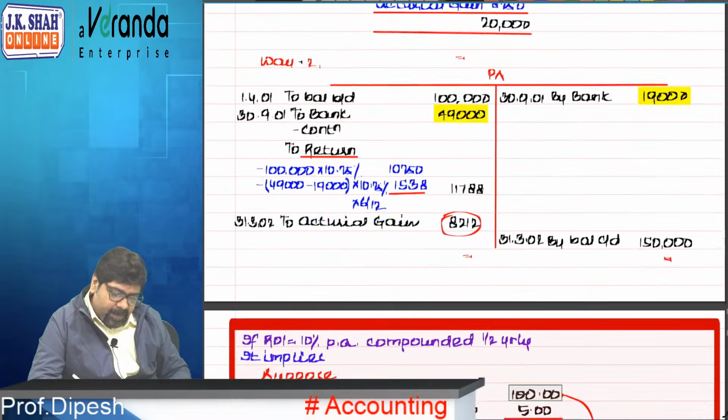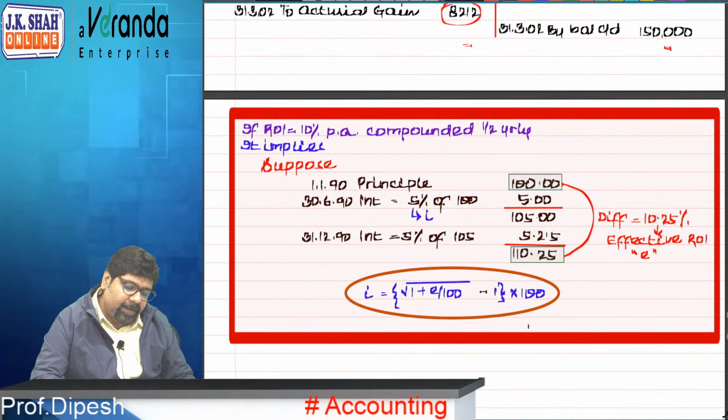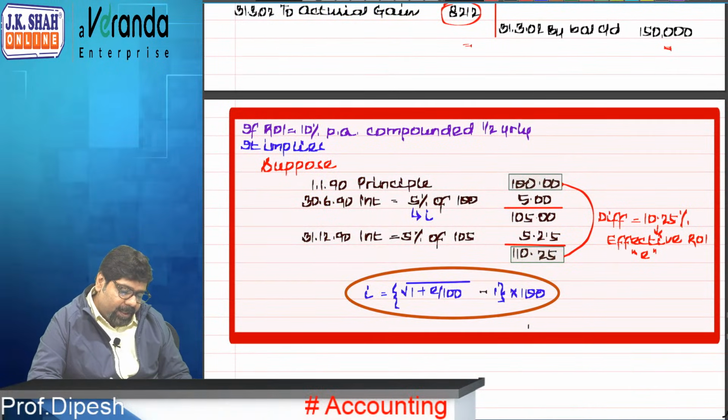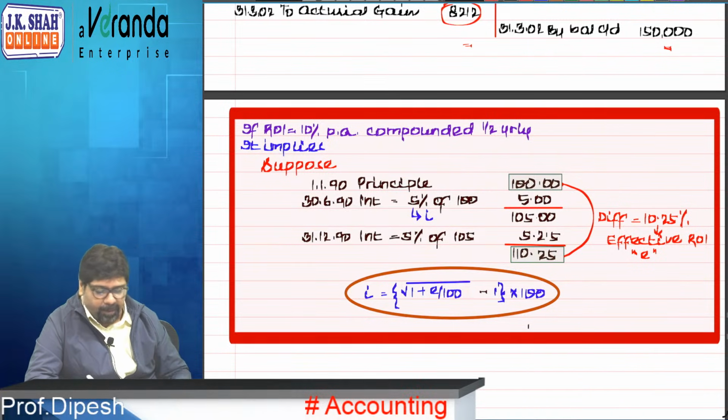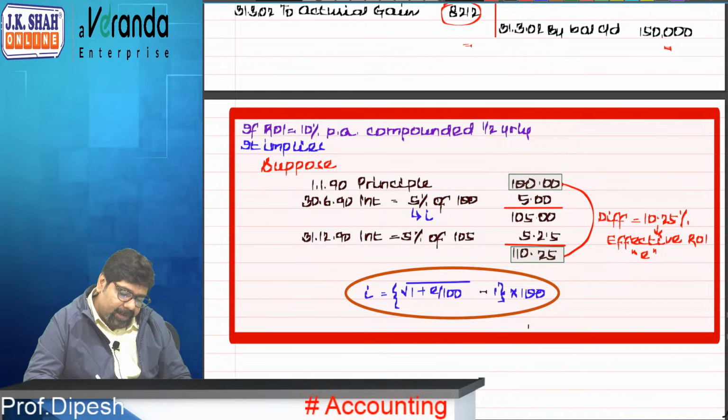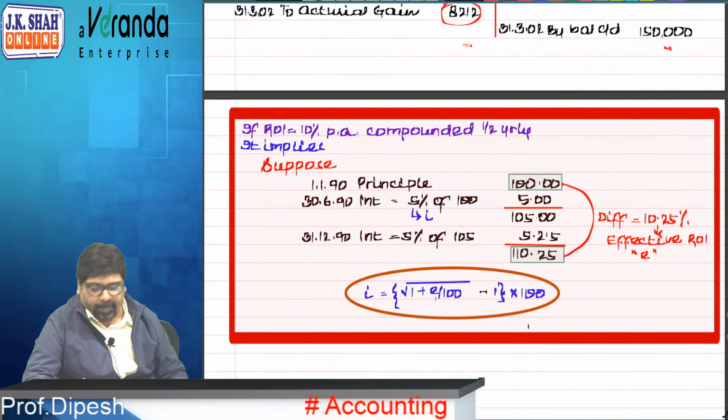Yes, sir. Now, this is how the relation. 100 plus 5 plus 105, 105.25, that. How to calculate? Half year ka interest. I is equal to 1 plus E by 100. E is full year ka interest, 10.25 minus 1.